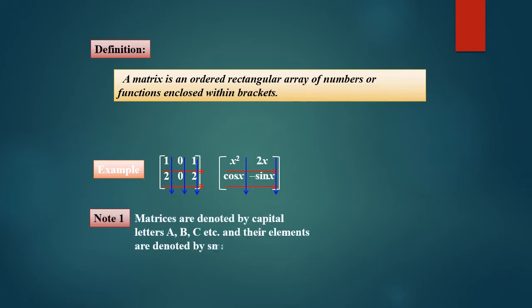Note 1. Matrices are denoted by capital letters A, B, C, etc. and their elements are denoted by small case letters. Next, Note 2. Numbers can be real or complex. The elements of a matrix are always real numbers or complex numbers.